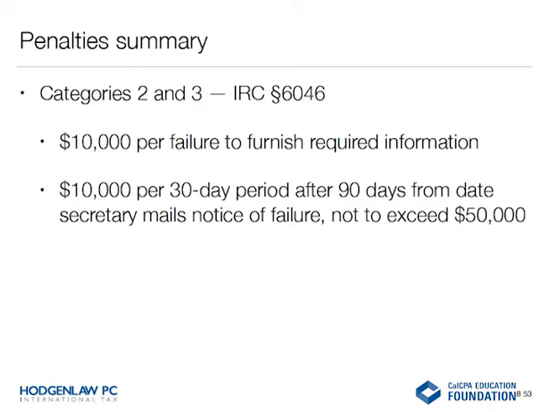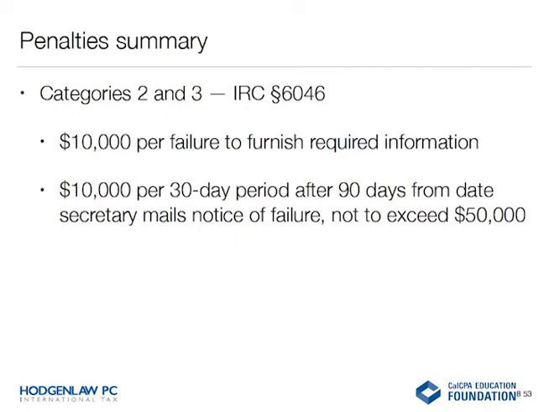If you have to file under categories 2 and 3 and you don't, the penalties come from Code Section 6046, and there's a $10,000 penalty per failure to furnish required information. And if you look at those words, furnish required information, that doesn't mean failure to file the form. That could mean something much smaller. Maybe you do file the form, and you left off enough information that they still want to assess a $10,000 penalty. Not that I've seen that happen, but certainly seems entirely possible, and I can't say that it hasn't happened, I just haven't seen it.